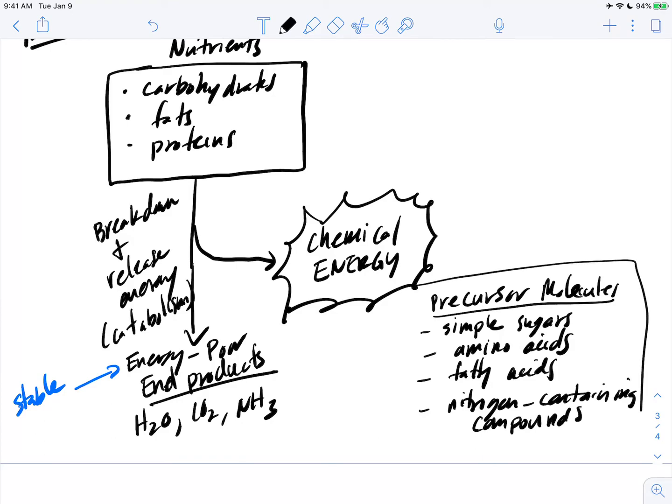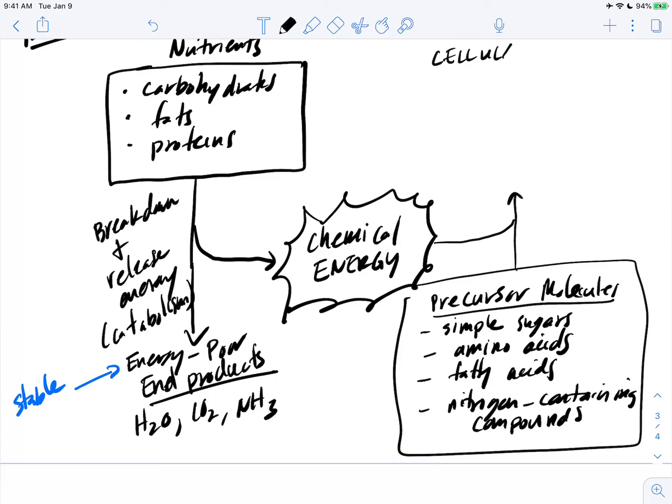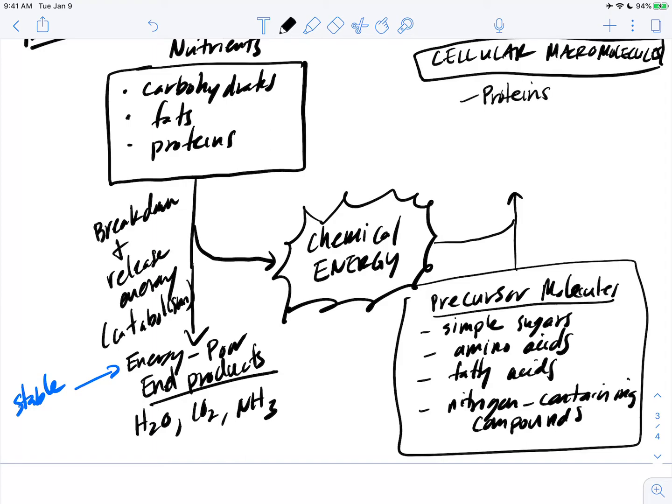And so we take these precursor molecules with the energy, and we're going to make cellular macromolecules, or basically big things. So take small things, build them up. Cellular macromolecules, that's just really big molecules. And those are going to be proteins from amino acids, polysaccharides from monosaccharides or simple sugars.